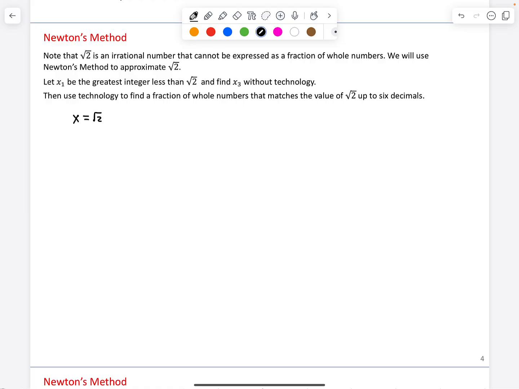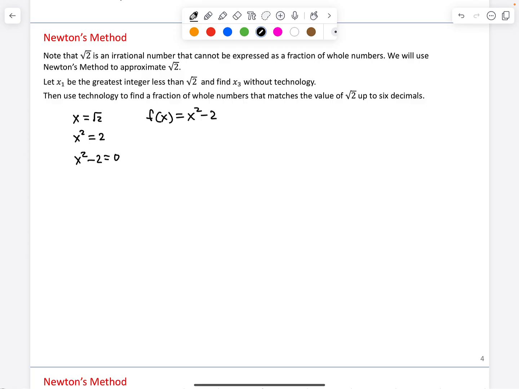If I square both sides, that would mean x squared needs to be 2. And then if I subtract the 2 over to get a 0 on one side, this sort of reveals to me a good choice of a function whose root is square root of 2. So this will be the function that we use with Newton's method.